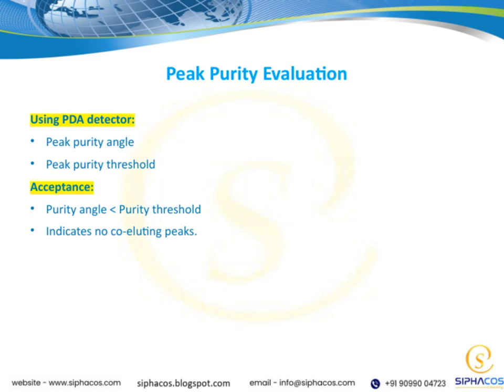If the purity angle is less than the purity threshold, it means the peak is pure and not co-eluting with other compounds. This is crucial because it confirms that we're measuring a single, isolated compound, which is essential for accurate quantification and identification. Essentially, a purity angle below the threshold assures us that there are no overlapping peaks or impurities affecting our analysis. This step helps ensure the reliability and validity of our results, tying back into the overall theme of quality control in our analytical process.